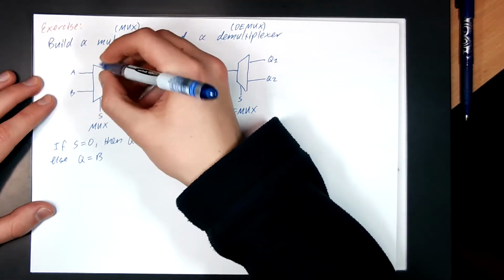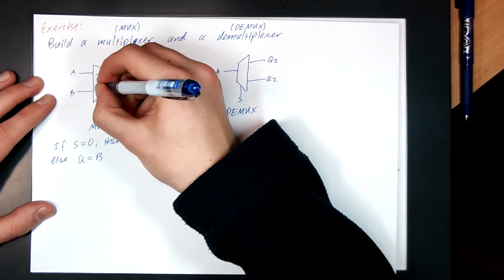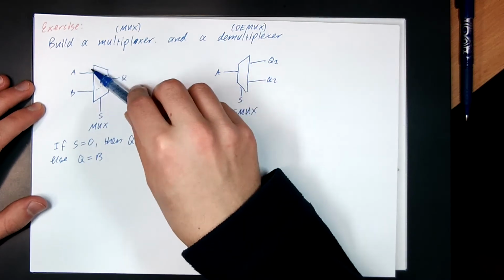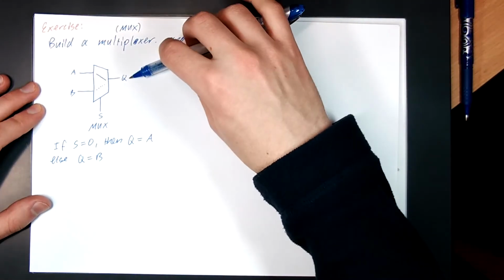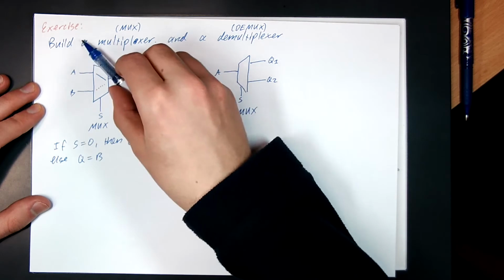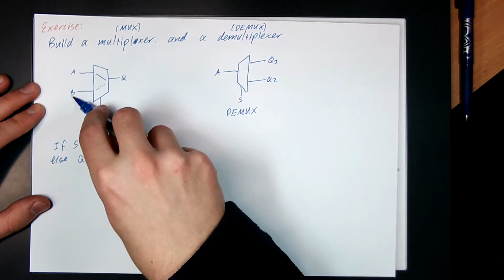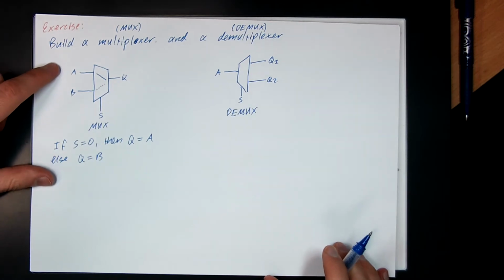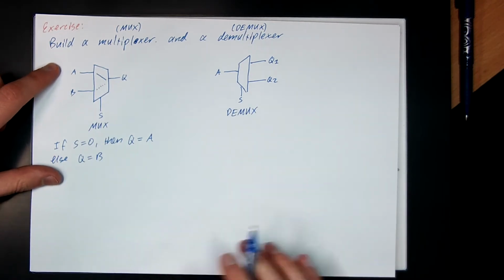So you can imagine this thing as like a switch almost. And what it does is if S is 0, it just copies the input A to the output Q. And if S is 1, the switch flicks over and it copies the input B to the output Q. So based on that description, draw a truth table and then convert it to a formula.